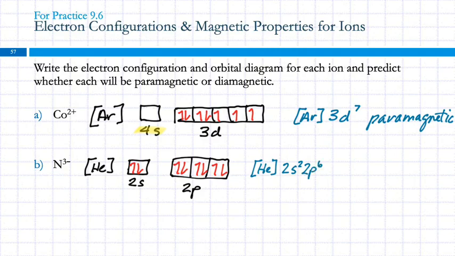And then diamagnetic or paramagnetic, I'm going to look at the electrons and see, are they all paired up or are there some unpaired ones? They are all paired up, like the animals on Noah's Ark. They came in 2 by 2. Di means 2, diamagnetic.